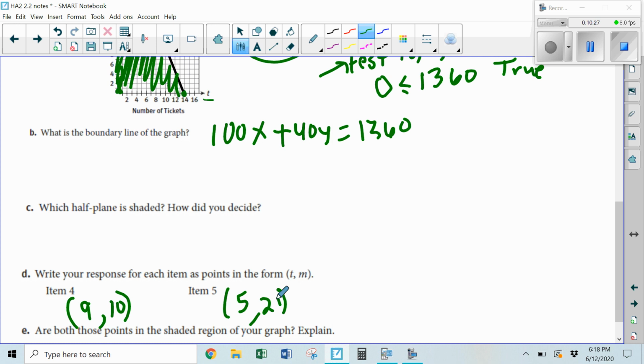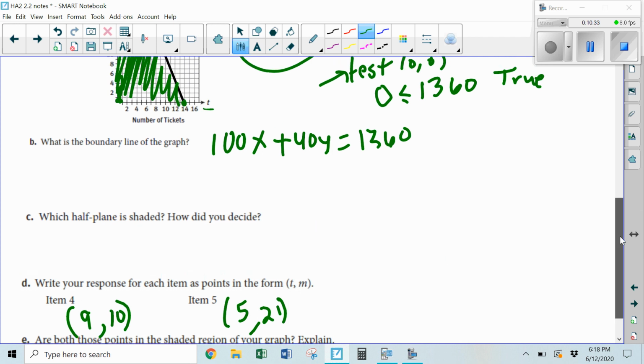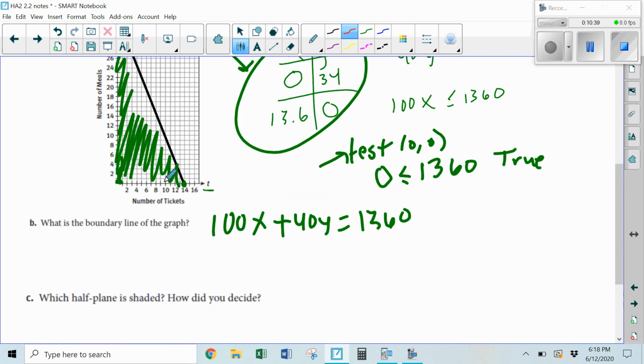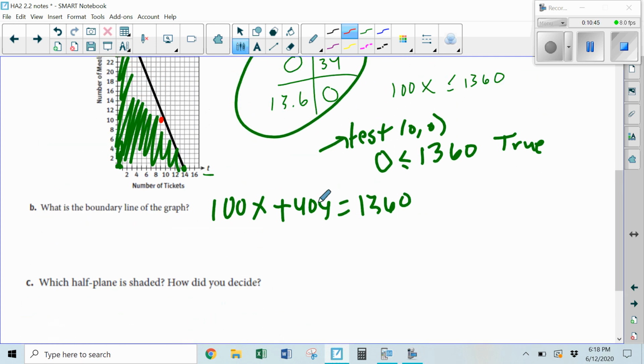Part E, are both of these points in the shaded region of your graph? Well, they worked, so they should be, but you can go ahead and look. 9, 10. Remember, that's 9 tickets, 10 meals. 9, 10 is about right there. That's in the shaded region. And 5, 21.